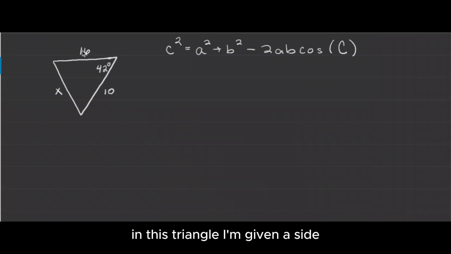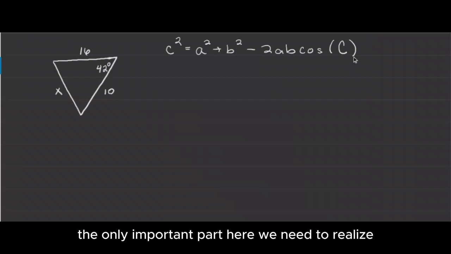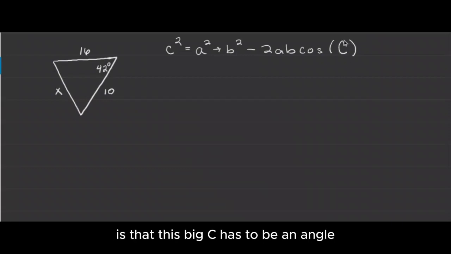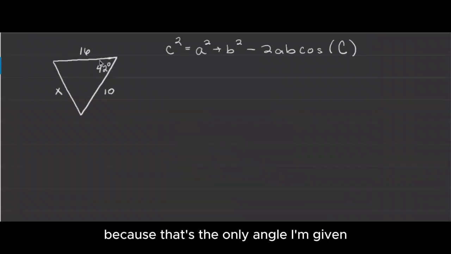In this triangle, I'm given a side, an angle in between them, and a side, or a side-angle-side triangle. So I'm going to use the law of cosines. Now, what pieces go in for c, a, b, and capital C? The only important part here we need to realize is that this big C has to be an angle. And so I have to put 42 in there because that's the only angle I'm given.